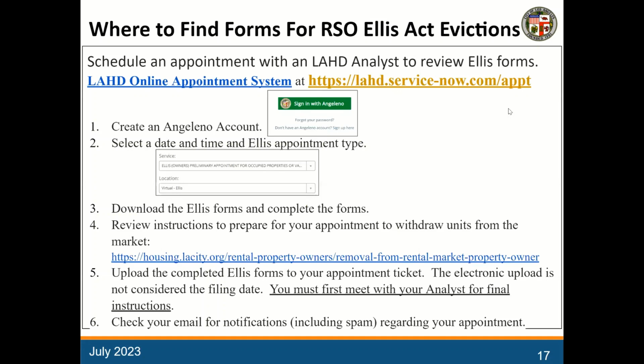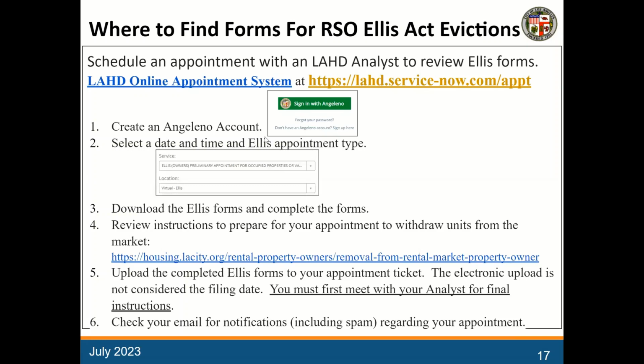To file the Ellis forms, as I stated, it's a different process. We ask that owners schedule an appointment with an LHD analyst, and that appointment can be filed online using our appointment system at the site that's indicated on your page. You could also go to our main homepage, lhd.lacity.org, and navigate your way to the appointment system.